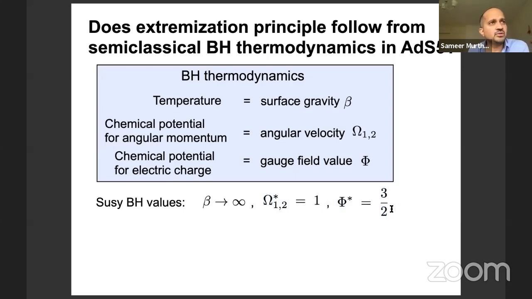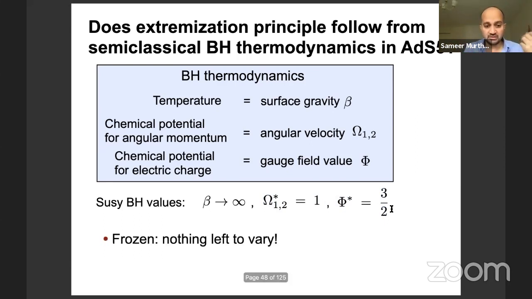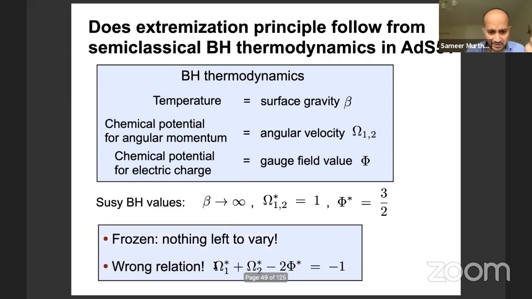Okay. Now, this is a surprise because a priori you expect that if you want to do any kind of thermodynamics, then you want the potentials to be functions of the charges, and then you have to minimize it. Okay, so in this case, these things get frozen. So these are the values independent for all black holes. Right? So that's the first surprise. And the second surprise, if you plug in these values into this relation, on the right-hand side, you don't get minus 2 pi i, you get minus 1. Right? So clearly this doesn't work as such.